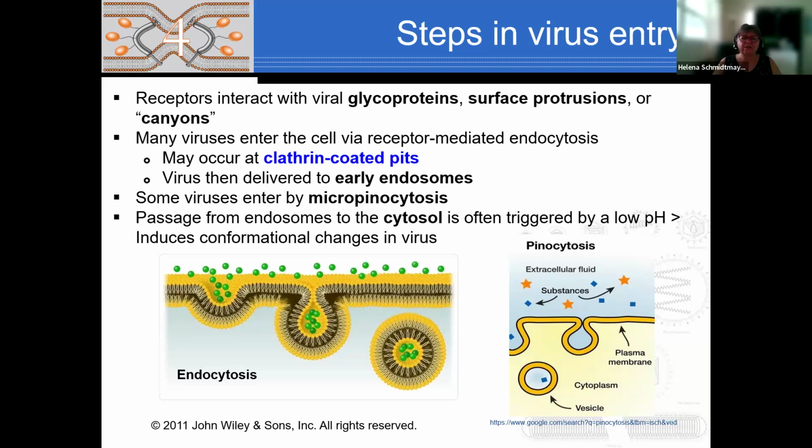Some viruses enter through clathrin-coated pits via endocytosis, and they are delivered into the early endosome, from where they can exit different ways. Some viruses trigger micro or even macropinocytosis, so they trigger ruffling and invagination of the membrane, which afterwards non-specifically takes material from outside into the cells. So that's how it enters into the cytoplasm.